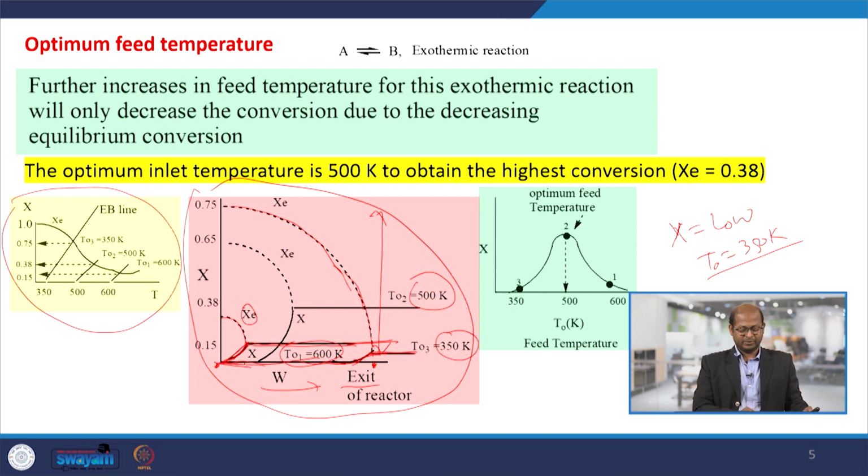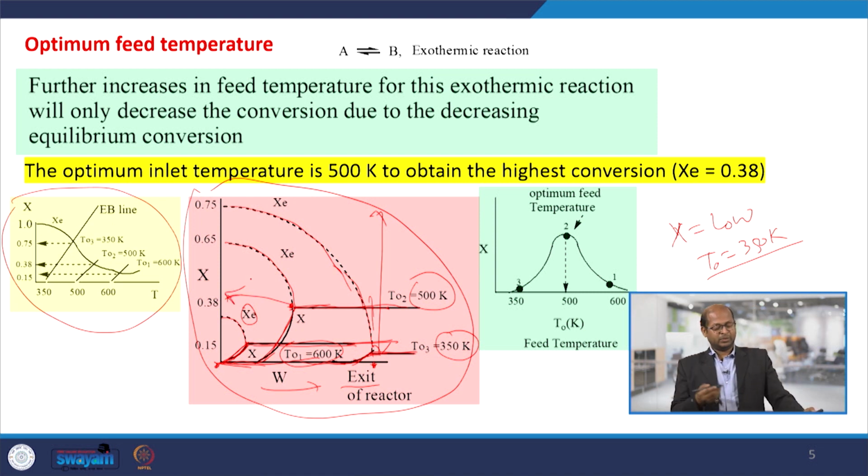The reaction starts at very low conversion, then it reaches the equilibrium conversion. Here the equilibrium conversion is reached, and then at steady state the same conversion leaves the reactor. This is the exit of the reactor. So that way, let us say we get 38% conversion.